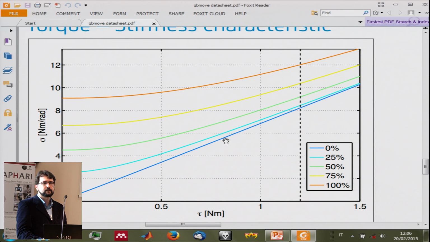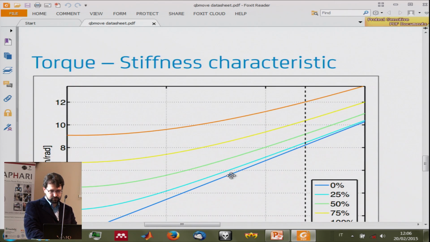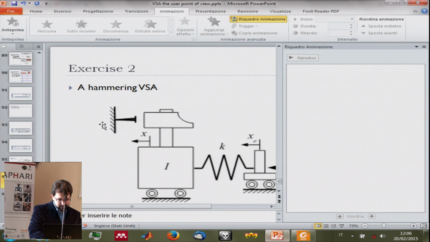Yes? How do you measure the stiffness? Where? You mean here or? Yeah, for example, here. In this experiment, okay, let's go back to the presentation.